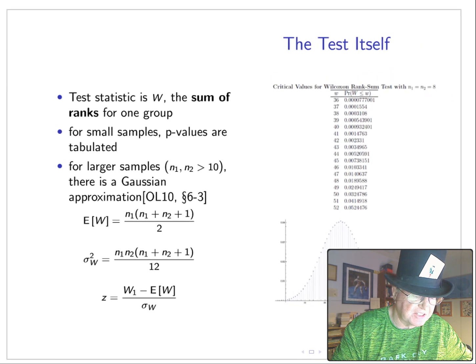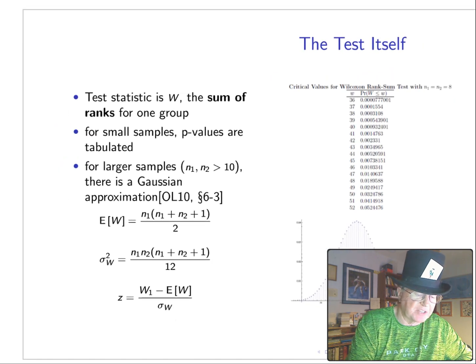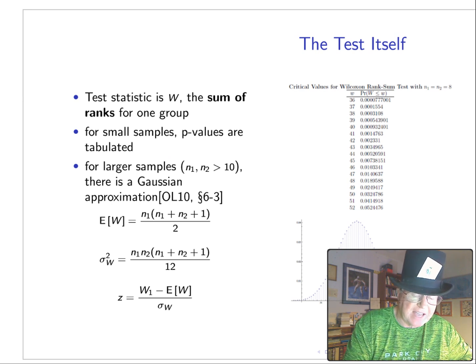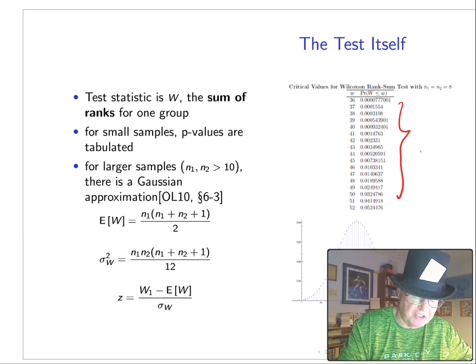The test statistic, W, is just the sum of the ranks for one group. For small samples, we can just look up the sum in a tabulated list of p-values. This is relatively easy to generate with computer software, but it's a bit of a chore.